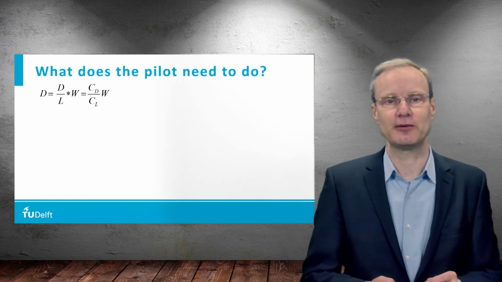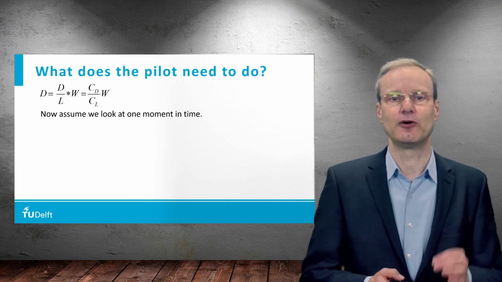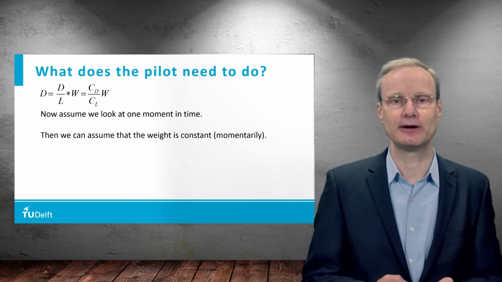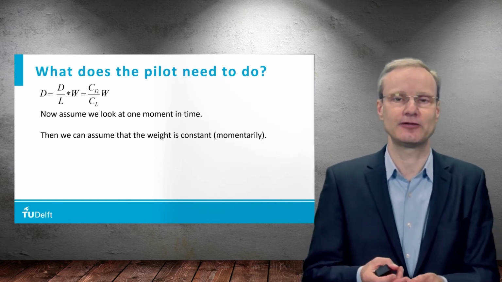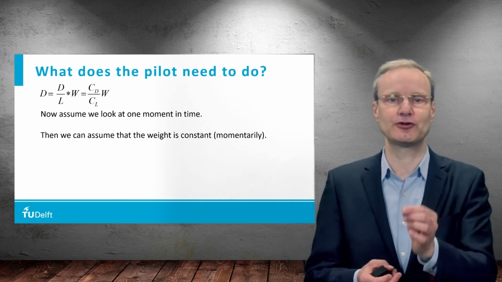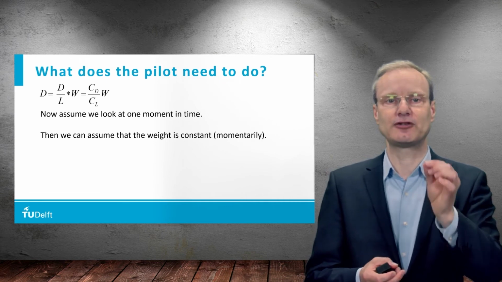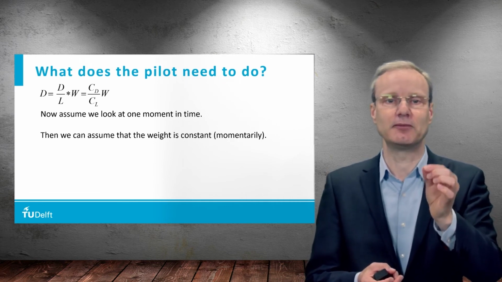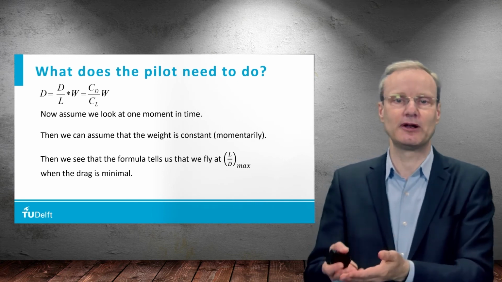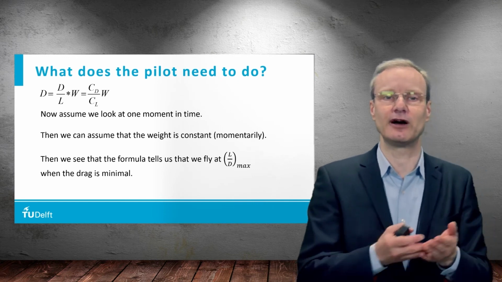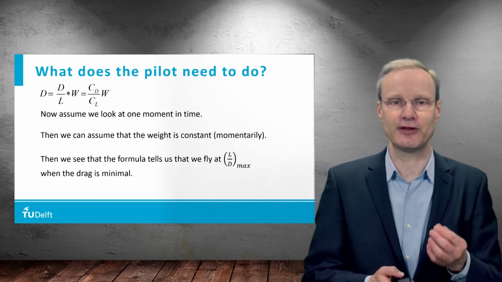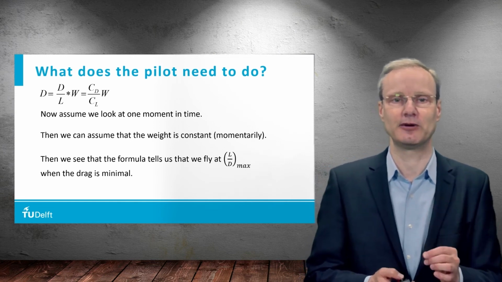Then one more step. We need to look into one moment in time, and at that one specific moment in time, we can say that the weight of the aircraft is constant. And then looking into this equation, when weight is constant and we want to maximize L over D, meaning minimize CD over CL, we can see that flying for maximum lift to drag ratio means you need to fly at the point where the drag is minimal. So we need to tell the pilot to fly at the point where the drag is minimal.